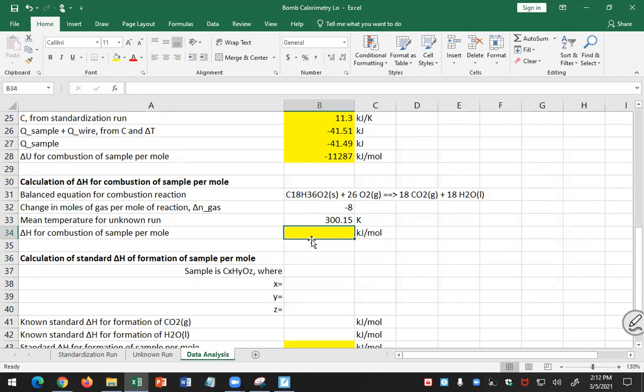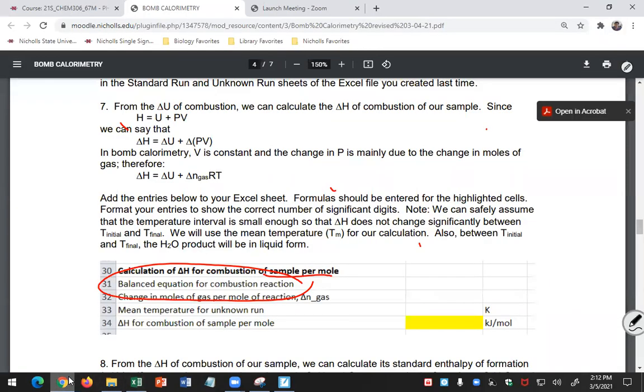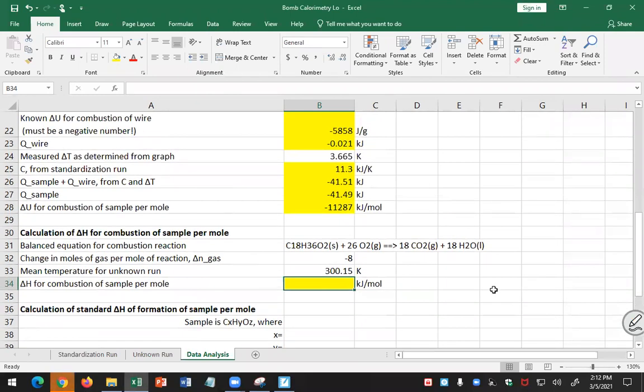So how do I calculate delta H? Delta H is delta U plus delta n gas times RT. Okay? So that's your delta H. So delta U plus delta n gas times RT. So this is going to be equal to delta U plus delta n gas times R. What's my R? I want my R in kilojoules, okay?